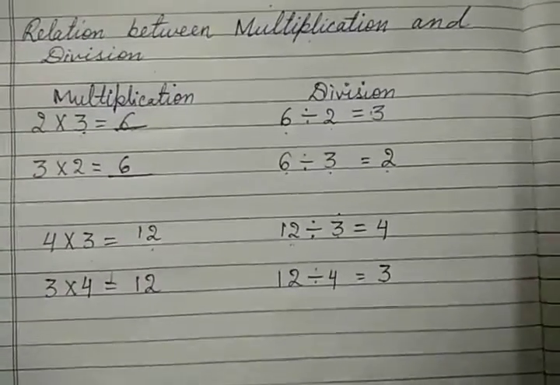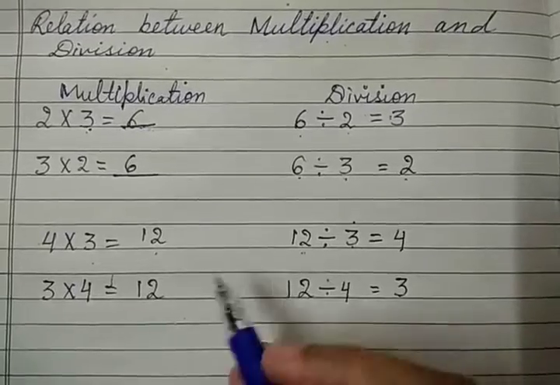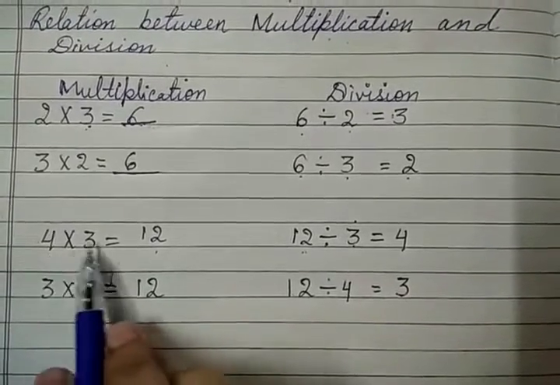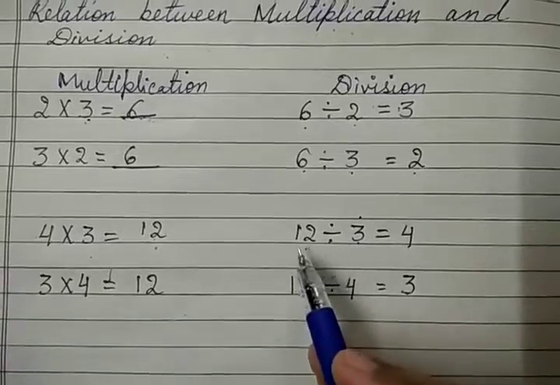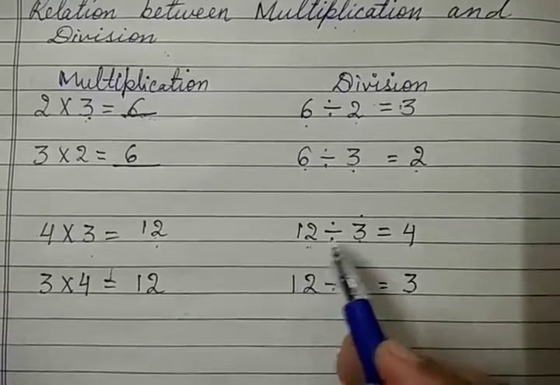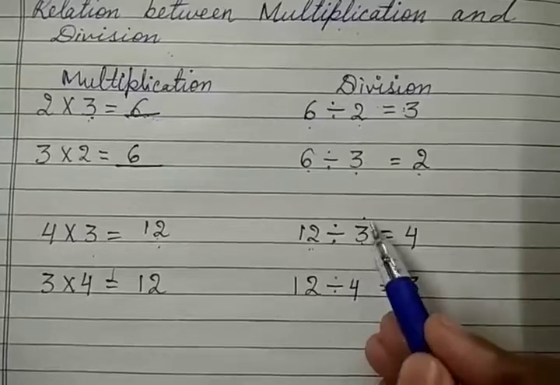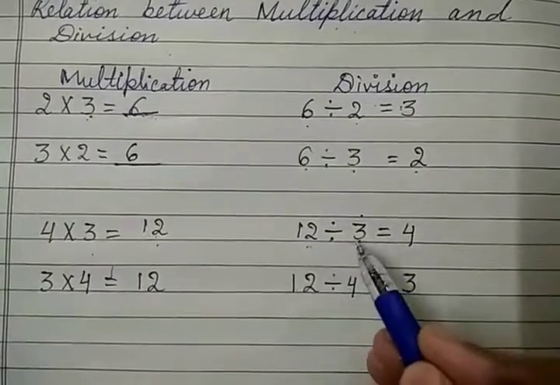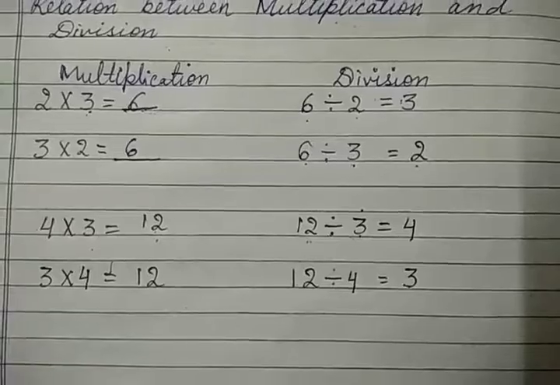So I hope you all have understood the relation between multiplication and division. In the multiplication, we multiply two numbers to get the answer, and in the division, the total is already given to us and we divide it by some number and then we read the table of that particular number to see at what number of times this total comes in that table.